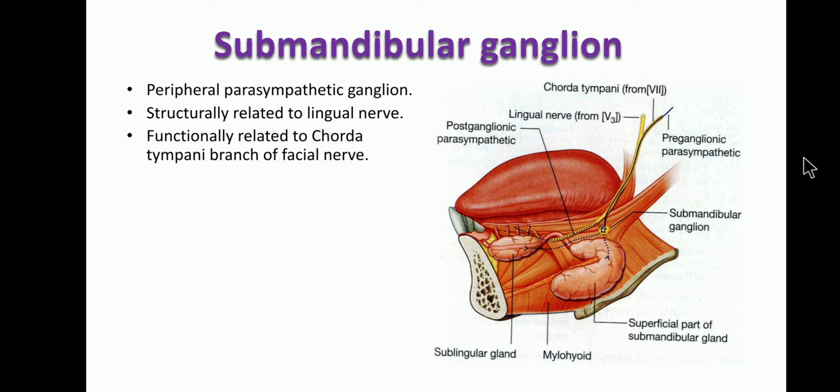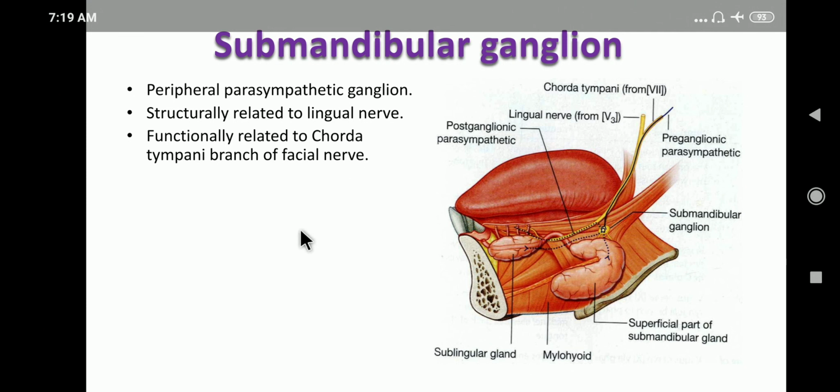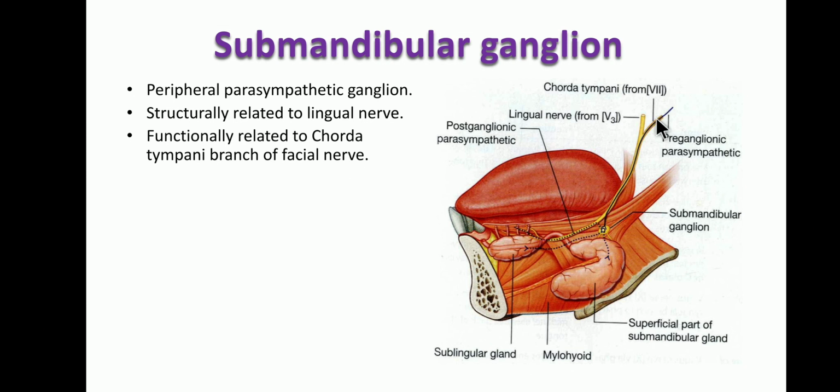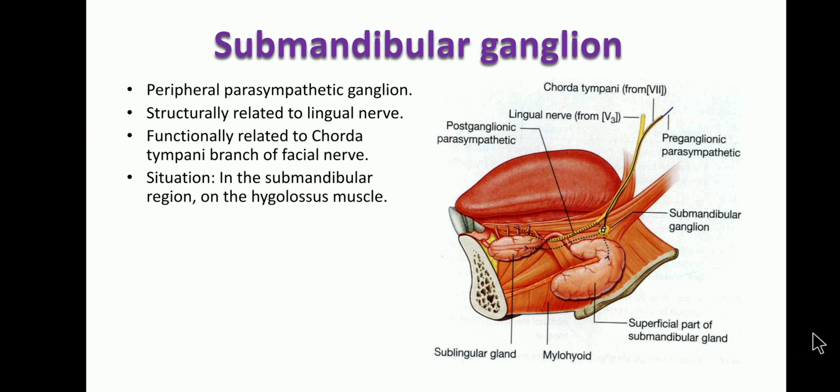Whereas functionally, the otic ganglion is related to the glossopharyngeal nerve. Pterygopalatine and submandibular are related to the facial nerve, and the ciliary ganglion is related to the oculomotor nerve. So functionally the submandibular is mainly related to the chorda tympani branch of the facial nerve. So from where actually does it arise?